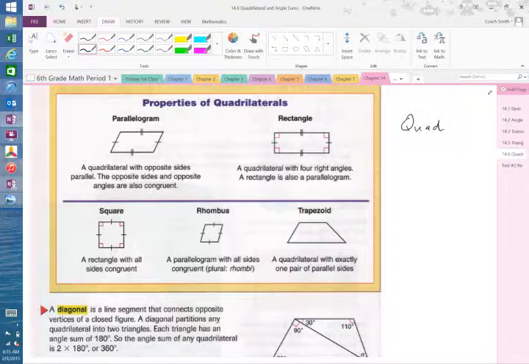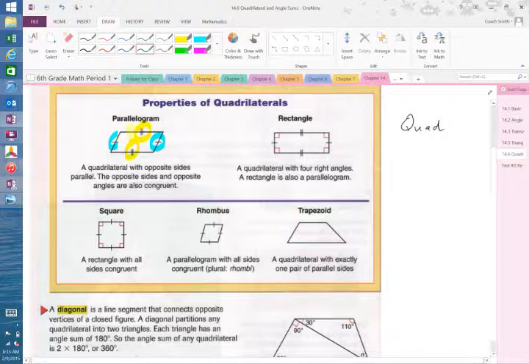There is a parallelogram, which we have said is a quadrilateral with opposite sides parallel. When we say opposite sides are parallel, that's what the little marks mean right there. There are two marks there, and so that means that those sides are parallel to each other. Obviously the other two sides are also parallel to each other. In other words, the opposite sides are parallel. Opposite sides and opposite angles are also congruent.